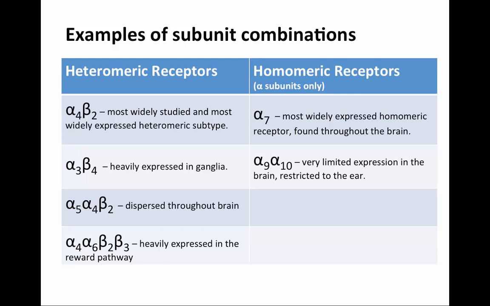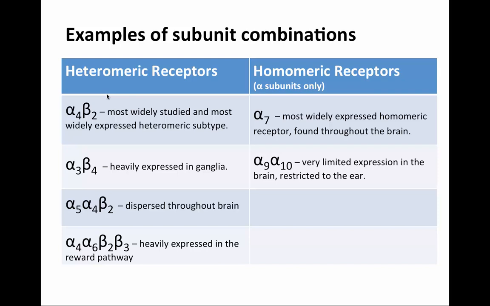The combinations that have been discovered can be grouped into two broad categories: heteromeric receptors and homomeric receptors. The heteromeric receptors contain alpha and beta subunits. Homomeric receptors contain only alpha subunits. The alpha-4 beta-2 combination is the most widely expressed heteromeric subtype and is also the most widely studied subtype.